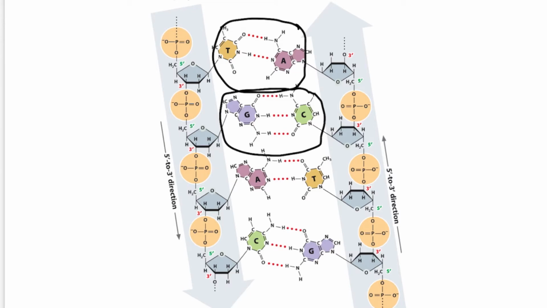And notice that a purine, which is guanine and adenine, will always be paired to a pyrimidine, which is cytosine and thymine. And the bases are going to be paired by hydrogen bonds. And adenine and thymine have 2 hydrogen bonds, whereas guanine and cytosine have 3 hydrogen bonds.